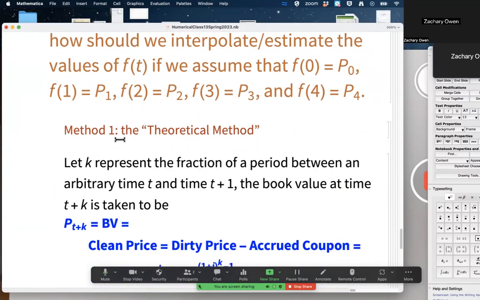There's 3 methods. Method 1 is called the theoretical method. We only got 5 minutes left or so. I'm just going to summarize these. Probably not assign homework today on this. Method 1 is called the theoretical method. Method 2 is called the semi-theoretical method. And method 3 is called the practical method. Those names are a little arbitrary.